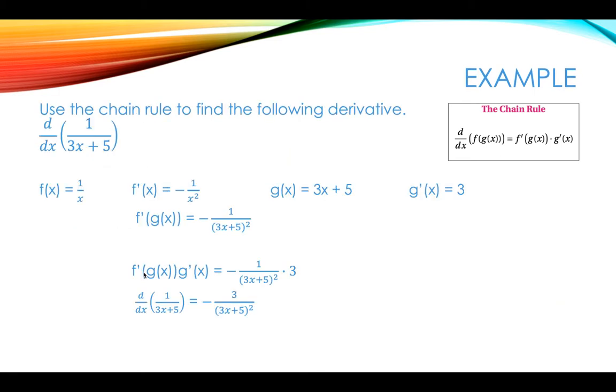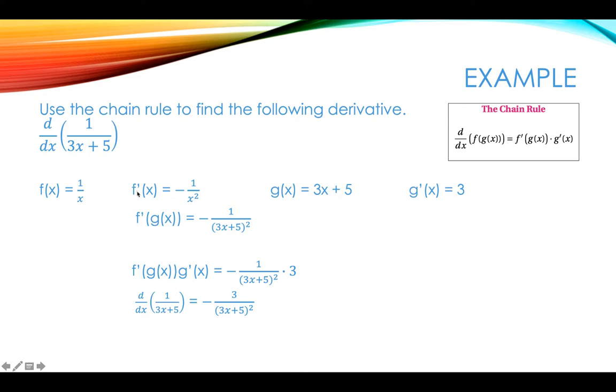All right, we're going to use the chain rule to find the following derivative. We want d dx of 1 over 3x plus 5. So the overall function here is 1 over x. So f of x is 1 over x. g of x is going to be what is in the denominator there. So g of x is 3x plus 5.